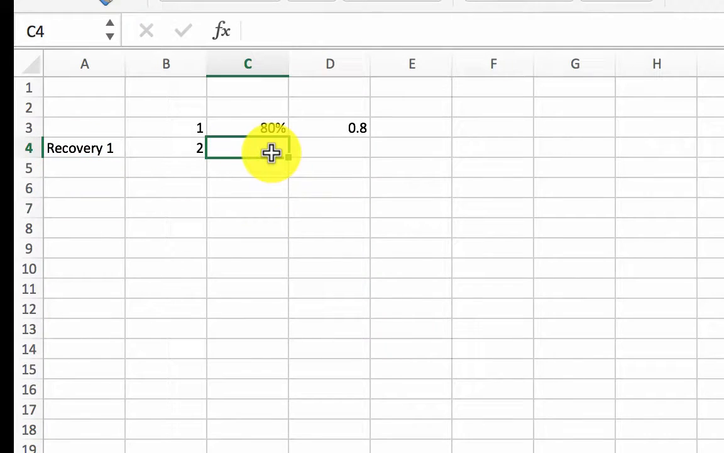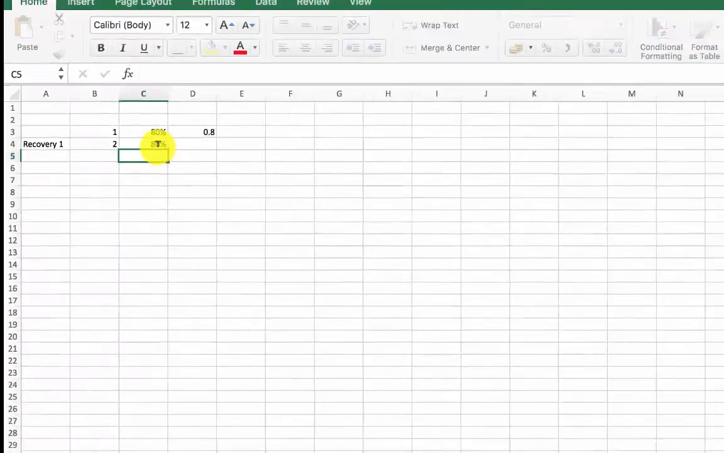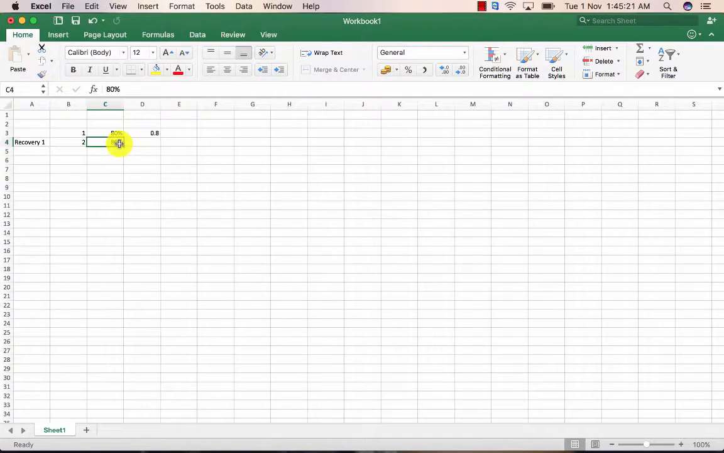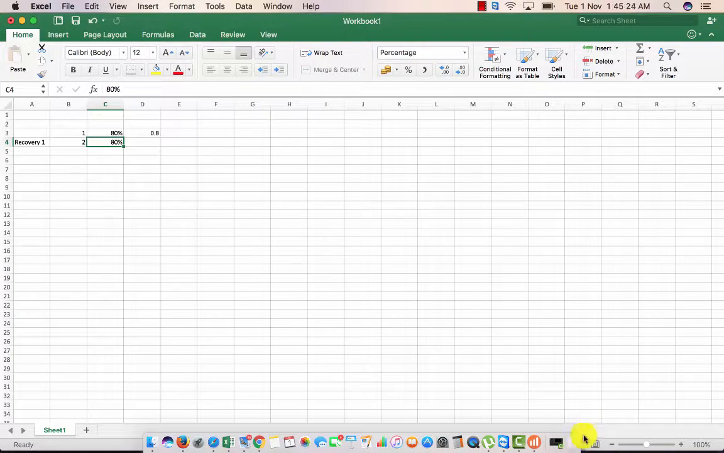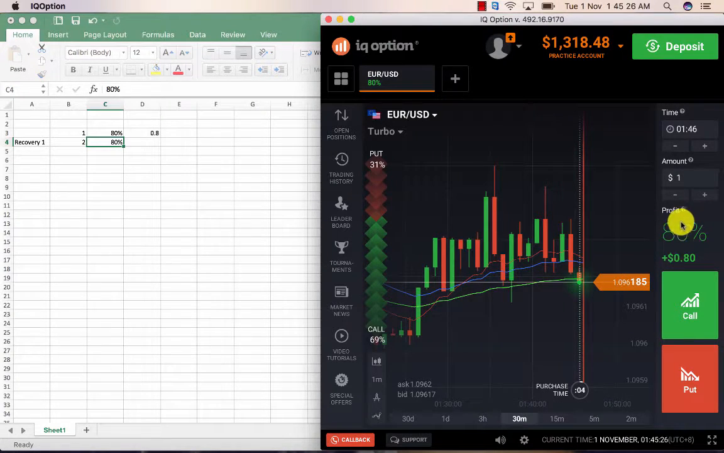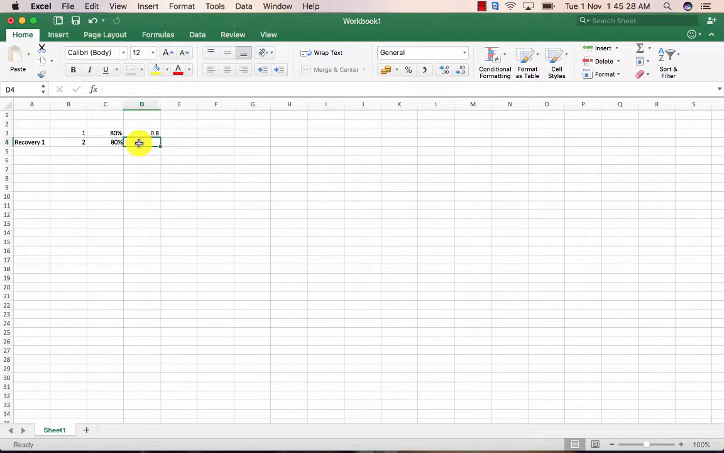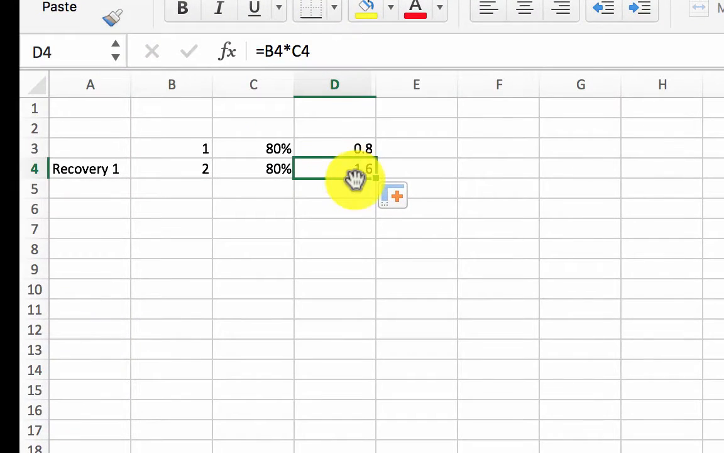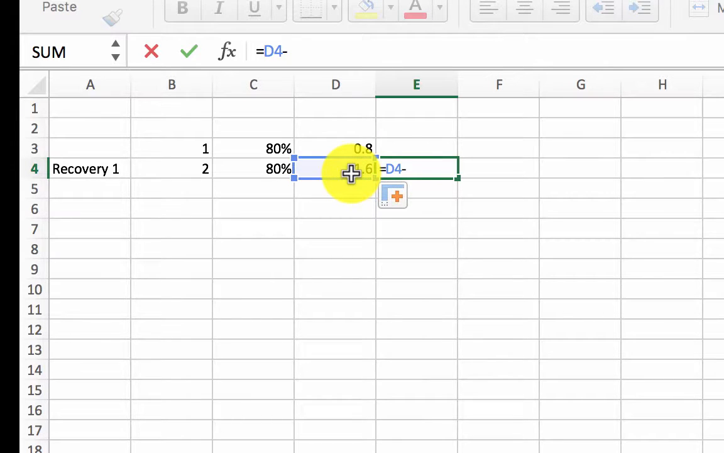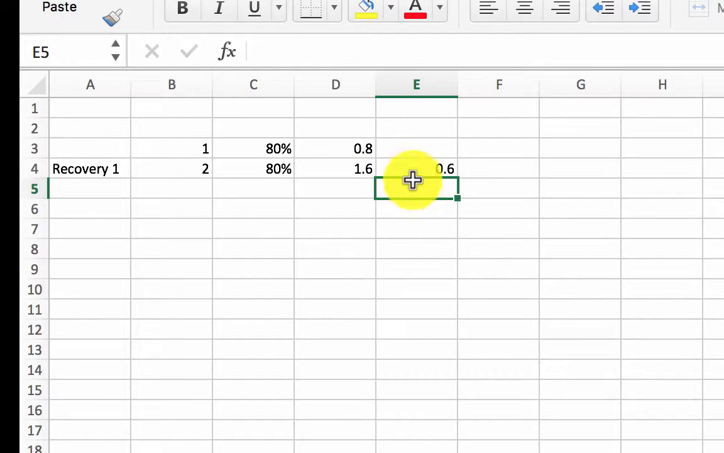Okay. And with the 80%, where do I get the 80%? Of course, the 80% is from this one. This is the 80%. So if that's the case, and if we won, then we actually won 1.6 less, we have to less the loose trade that we made, and that's what we only get on the recovery one, the first recovery.